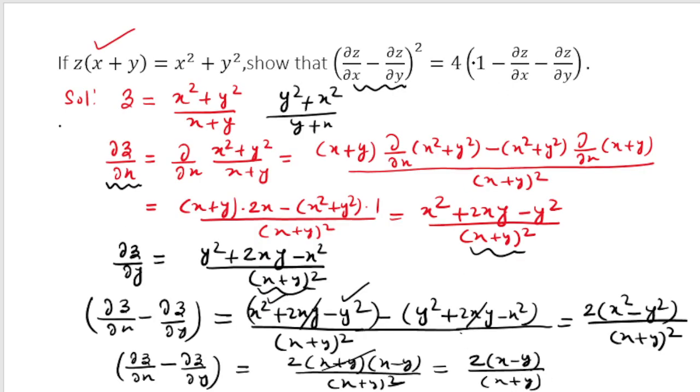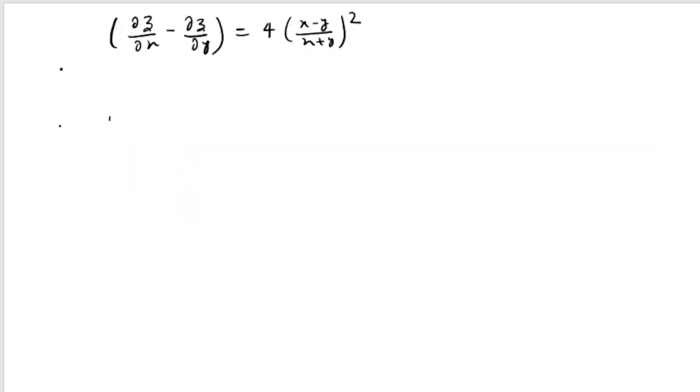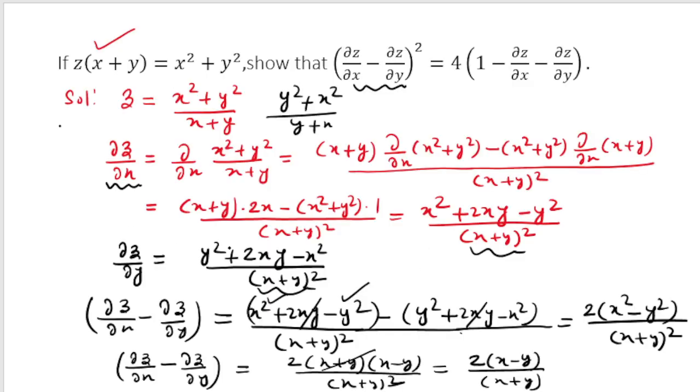On the right hand side we have to calculate 4 times (1 minus ∂z/∂x minus ∂z/∂y). I think this is not a very difficult thing. Let me first write it: ∂z/∂x minus ∂z/∂y. So this is equal to 4 times 1 minus, and what is ∂z/∂x? We can remember this: (x² + 2xy − y²).